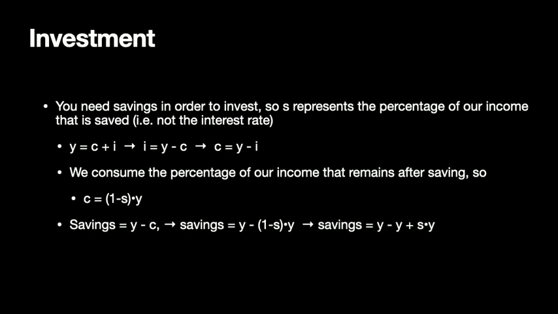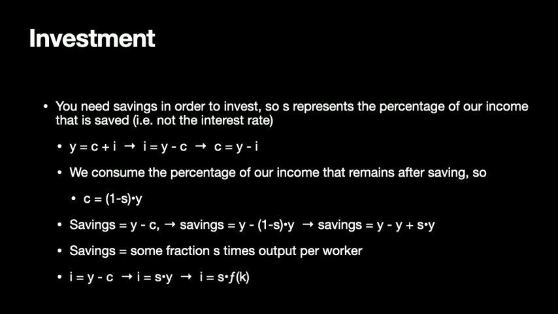And since in a closed economy savings equals investment, savings must equal output minus consumption. Savings, therefore, is equal to output per worker minus (1 minus S), whatever's left over from savings, times output per worker. And we can rewrite that to get output per worker minus consumption per worker is equal to savings per worker. And really, this is just saying that savings is some fraction S times output per worker. So we can draw this up in just a second, but we'll see that investment then is going to be savings times our production function, whatever is left over from that consumption, where we're at capital per worker.